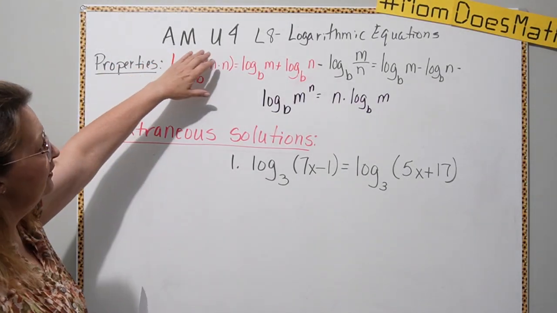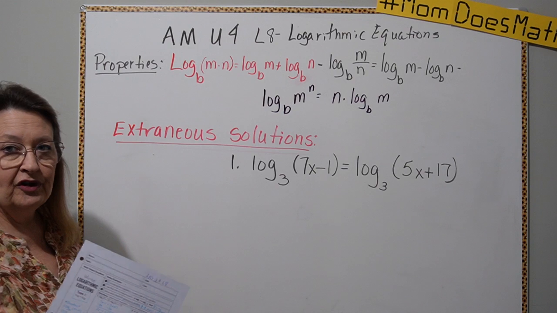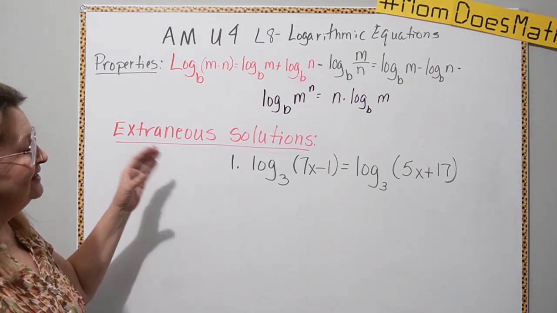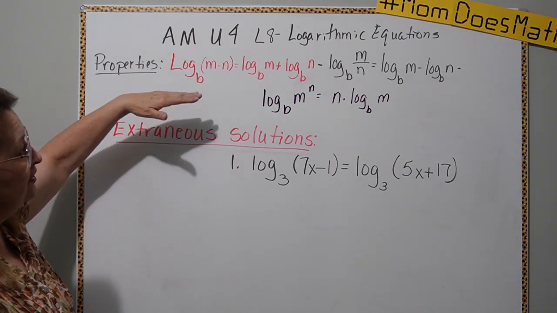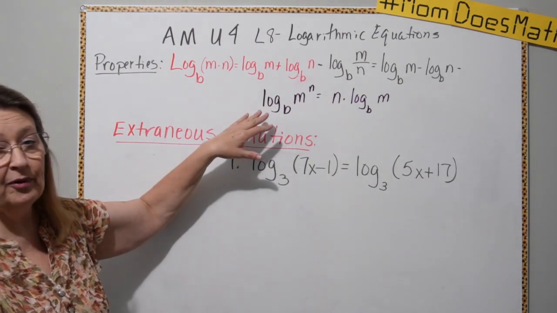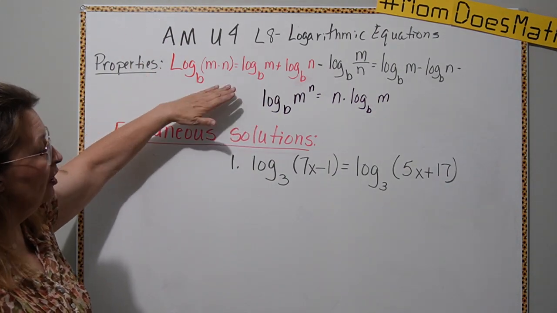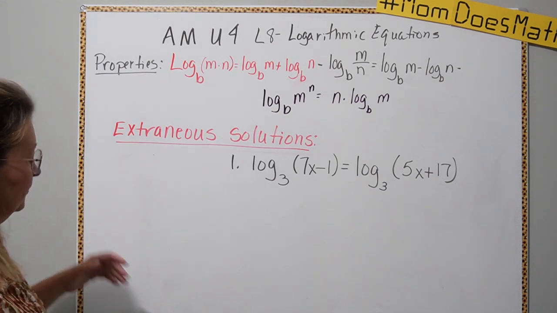We're in AM Unit 4L8, Logarithmic Equations, and if you look on your guided notes, we're ready to jump in. Step 1 is going to be to condense the logarithms on either side of the equation. We're going to be using those three properties that we looked at already. So you have your product property, your quotient property, and your power property up here.